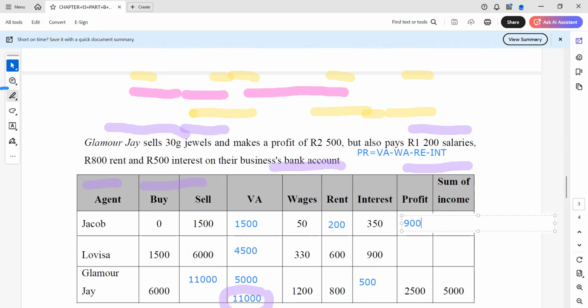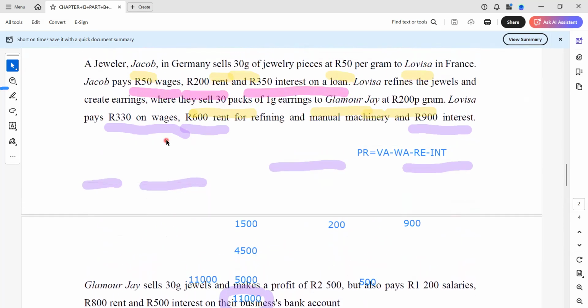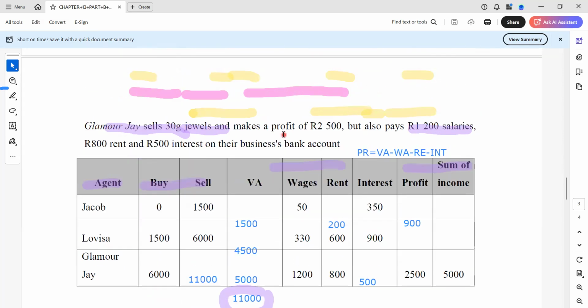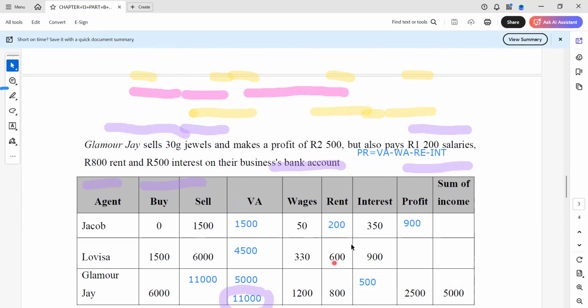The 900, yeah. And for this one, we already have all the figures, but let's just read again to see where they got them for Lovisa. So they say Lovisa refines the jewels and creates earrings where they sell 30 packs of 1 gram earrings to Jay at 2,000 grams. Lovisa pays, this is what he pays: 330 on wages, 600 for rent, and 900 interest, right? So let's record for Lovisa: 330, 600, and 900.